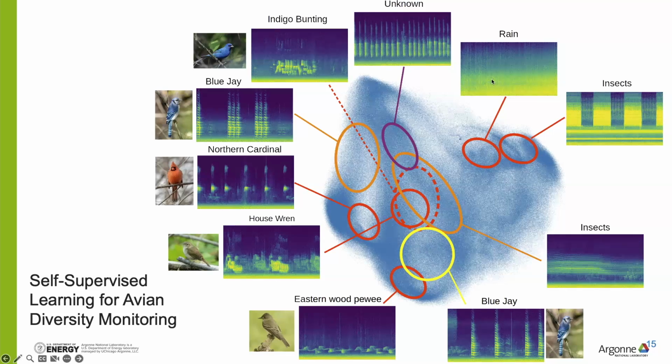So by doing self-supervised learning plus clustering, we're able to actually find signals in our data and build models then without having to do the labeling. Essentially, the self-supervised approach does the labeling for us.